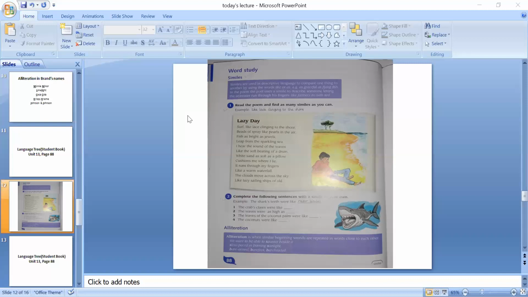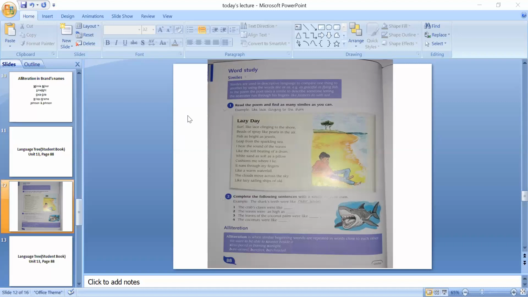Okay. Like lace clinging to the shore. This is a simile. You have to underline all these words which I am telling you. Like lace clinging to the shore. This is a simile. Done?